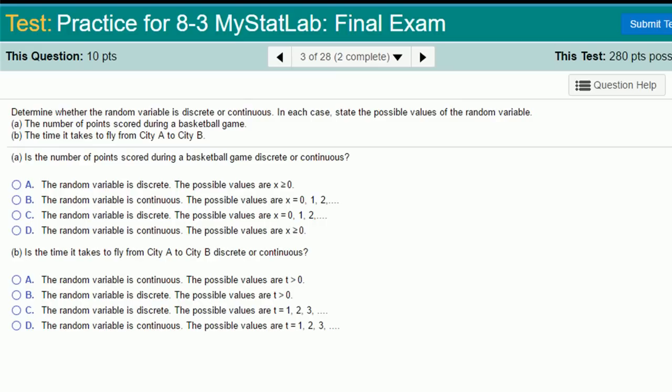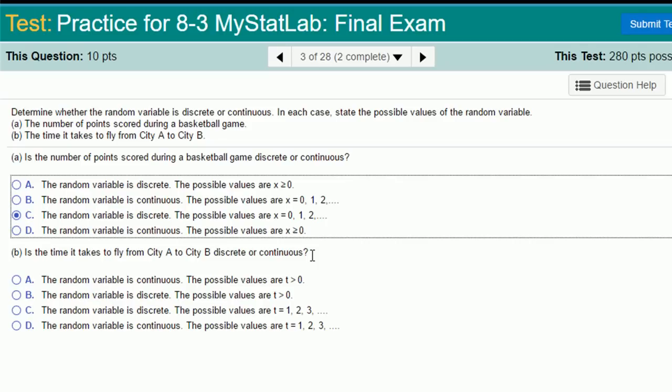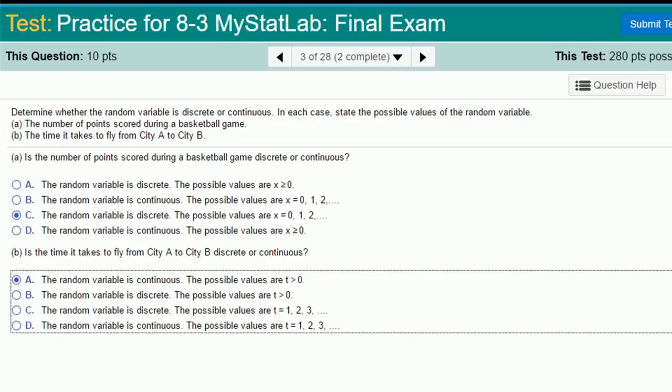Whether the random variable is discrete or continuous. So the first random variable, the number of points scored during a basketball game, discrete or continuous. It's the number of points. It's something that's counted. That means it's discrete. The possible values are only integers 0, 1, 2. It's discrete. The time it takes to fly from city A to city B. Time is measured, not counted, so it's going to be continuous. And since you can't get there in 0 seconds, it would be any value greater than 0 is possible. So any t greater than 0, not just integers.